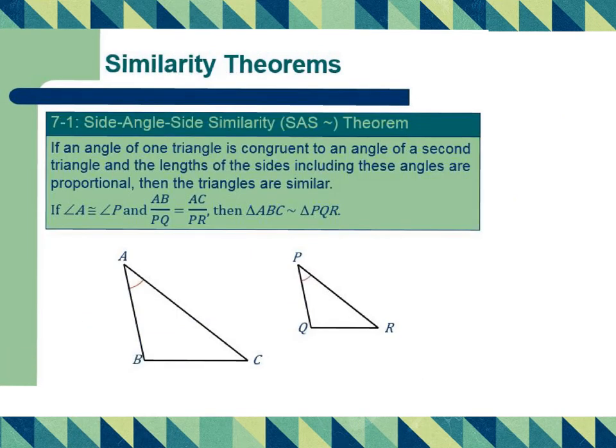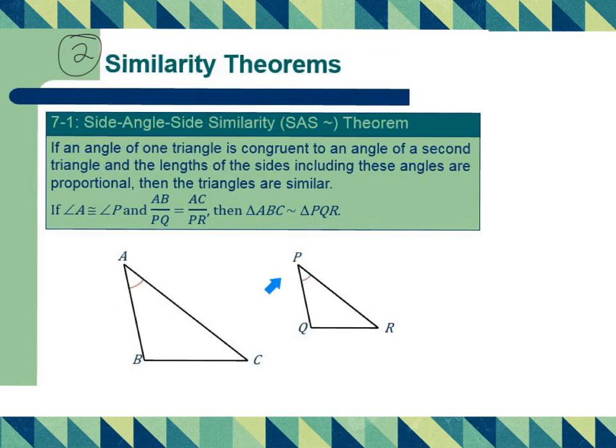All right, this is our second main similarity shortcut, and it's called the side-angle-side similarity theorem. So if an angle of one triangle is congruent to an angle of a second triangle, and the lengths of the sides, including these angles, are proportional, then the triangles are similar. So remember, including means that the angle is between the two sides.